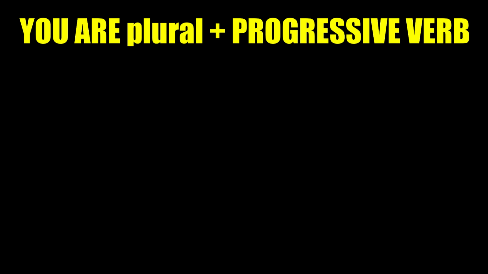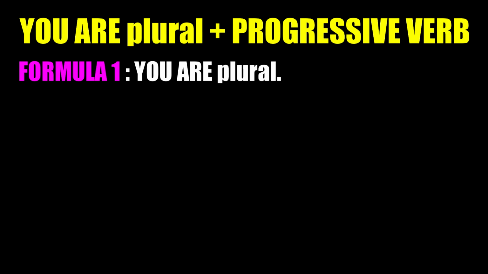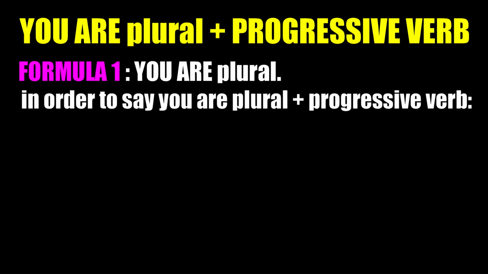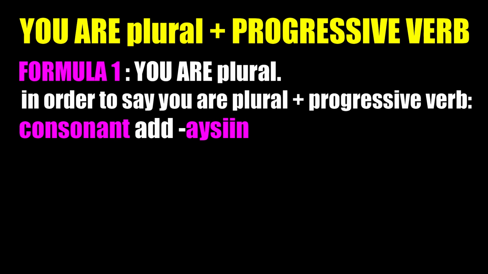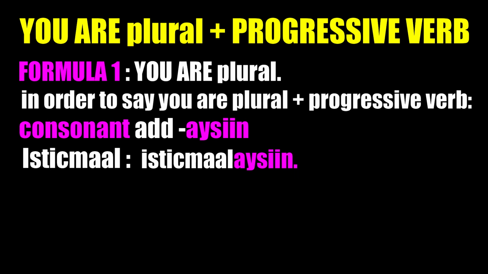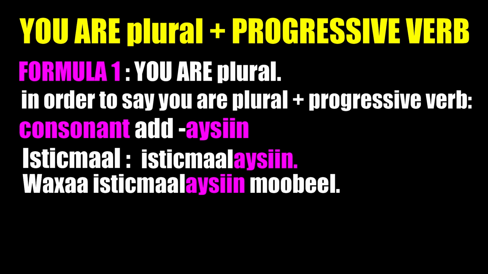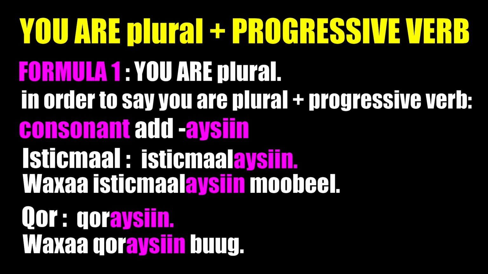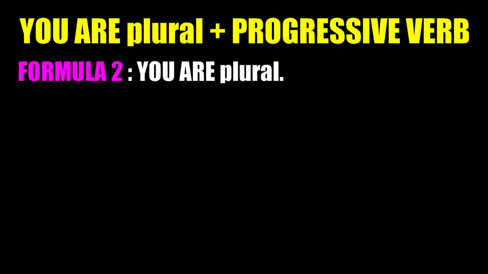So now let's learn you are plural plus progressive verb. In order to say you are plural form plus progressive verb, we need to add a sin at the end of every verb ends with consonants. For instance, ciyaar, ciyaaraysiin. Waxa ciyaaraysiin game. You playing a game. Isticmaal, isticmaalaysiin. Waxa isticmaalaysiin mobile. You are using a mobile. Qor, qoraysiin. Waxa qoraysiin book. You're writing a book.